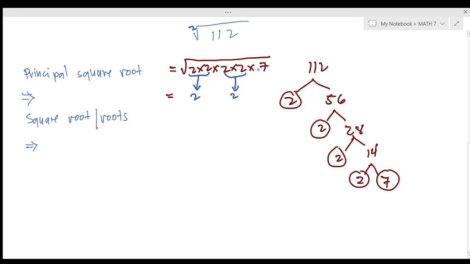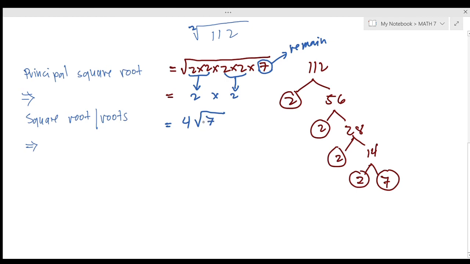Ano po? So, ano mangyayari dito sa 7? Kasi wala siyang partner, mag-iisa lang siya dito sa loob ng radical symbol. So, kumbaga po, siya po yung maiiwan, ito yung magiging remain sa loob ng radical symbol. So, ano mangyayari dito sa inalabas natin na number? I-multiply natin siya. And the result of that is 2 times 2 is 4. And then, meron tayong natirang 7 dito sa loob ng radical.